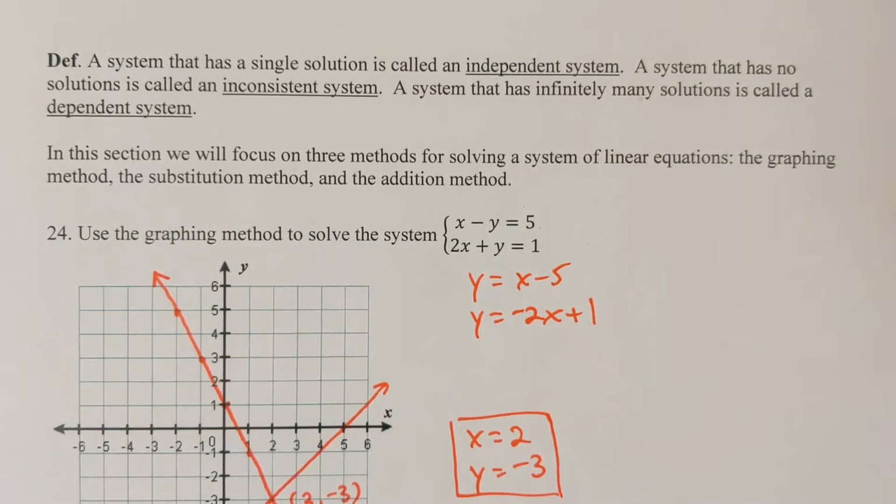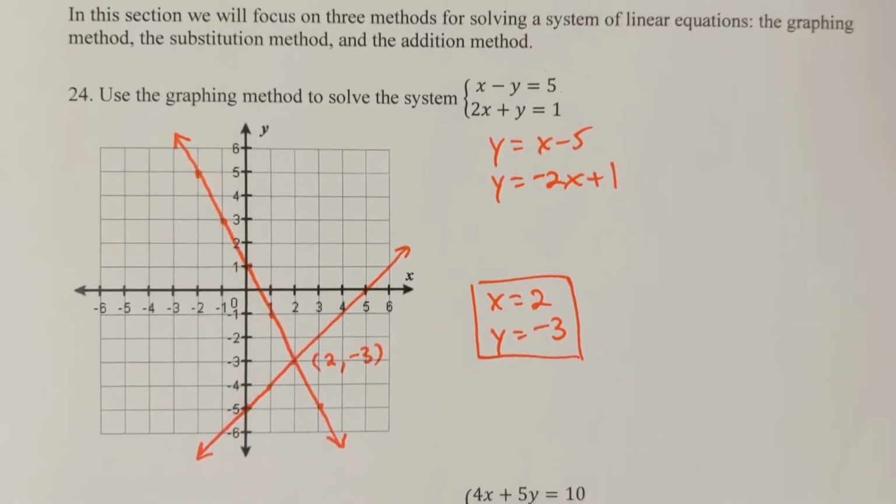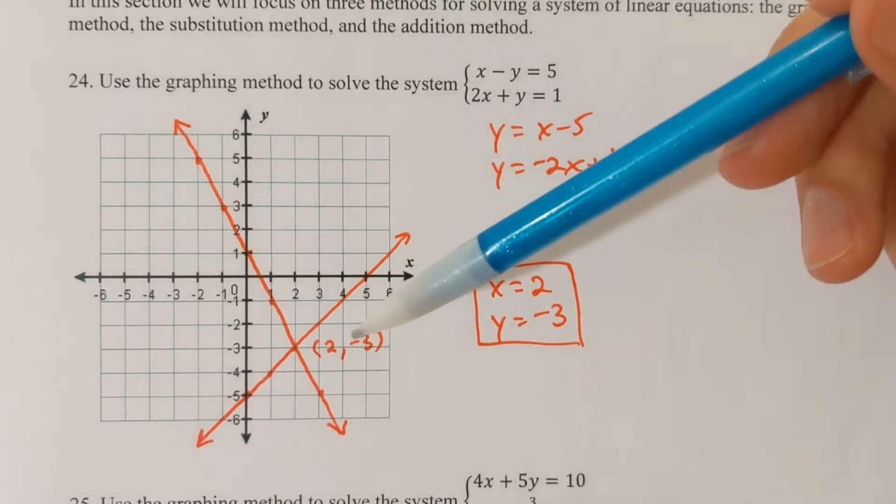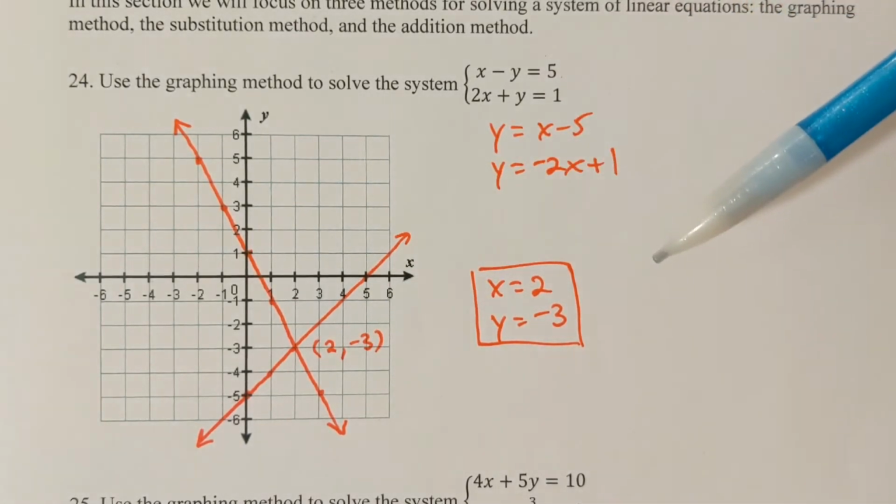I'm going to start with the graphing method. So here's an example, problem 24. Use the graphing method to solve this system. In the graphing method, you're going to graph the lines that are given to you, and your answer will be the point where the lines intersect each other.